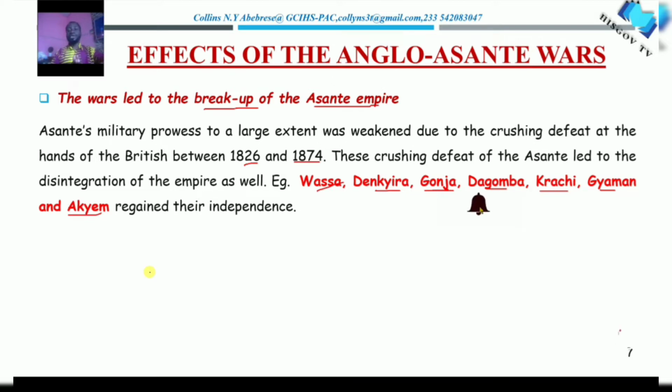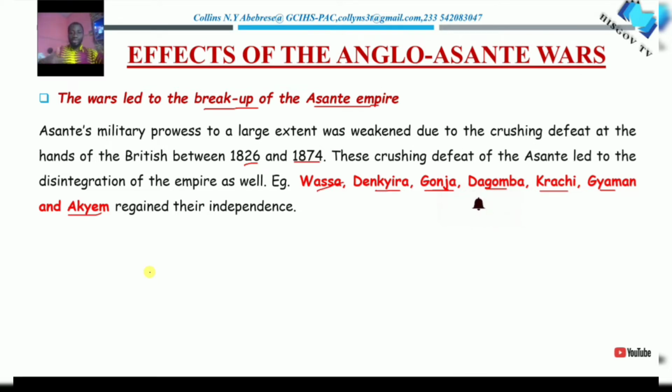All right. And so because of the treaty signed after every war, it reduces the size of the empire. And today, when you want to look at the Ashanti Empire, it's more or less limited to only the Ashanti region of modern day Ghana, but it extended even to the northern part of the country, to the eastern part, to the western part, to the central core region, and even to Ivory Coast.